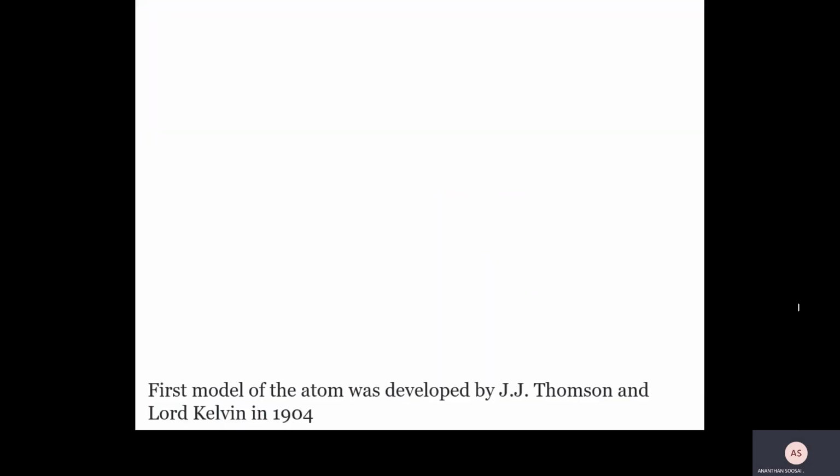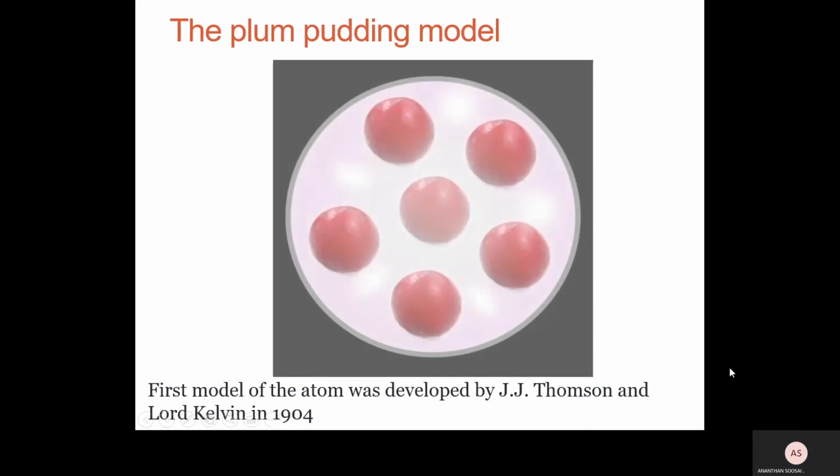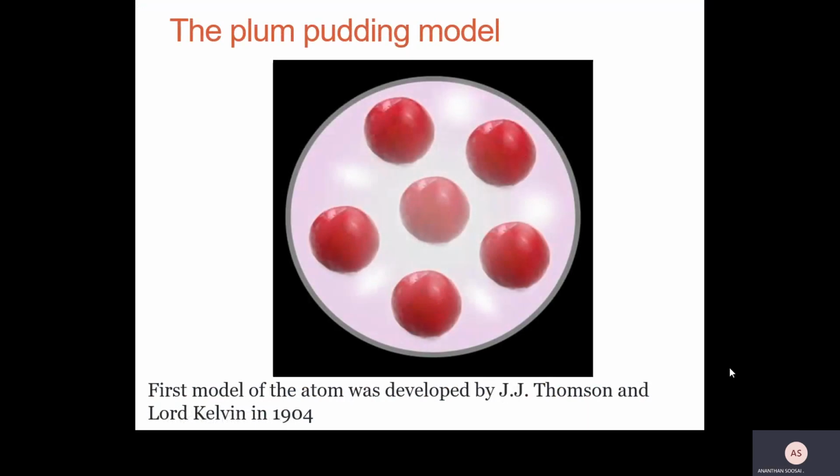Okay. So first, we're going to talk about the first model of the atom, developed by J.J. Thomson. I believe you heard about him. So what is it about atomic structure? He said the atom is a positive sphere with negative charge embedded in it. The plum pudding model. Positive sphere, negative charges embedded in it.